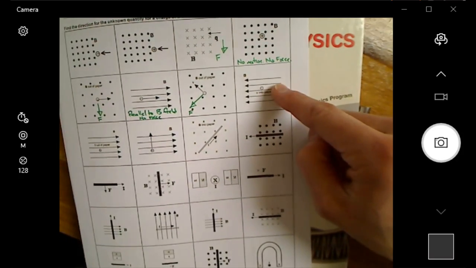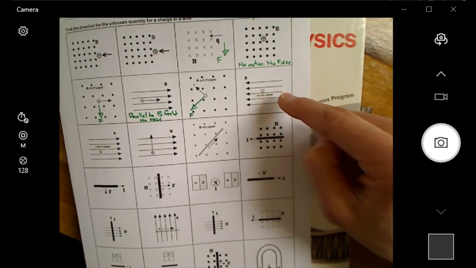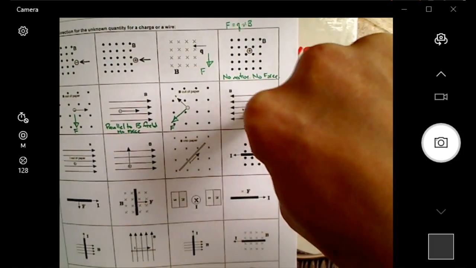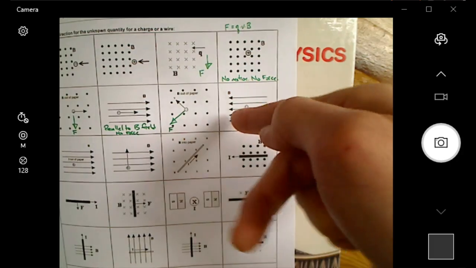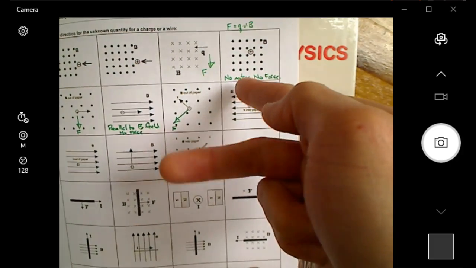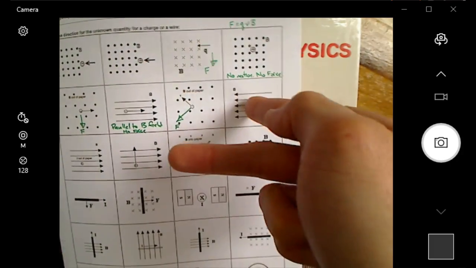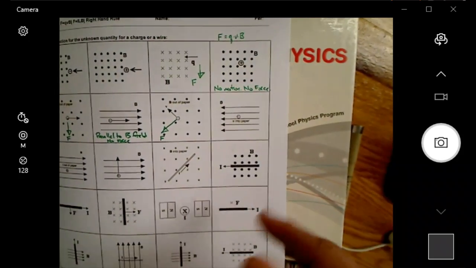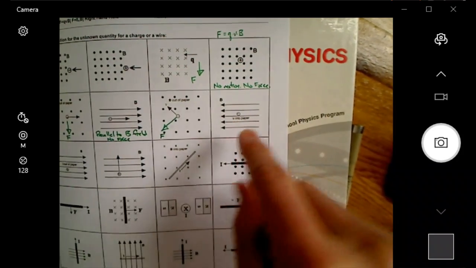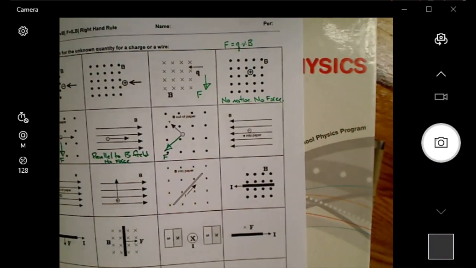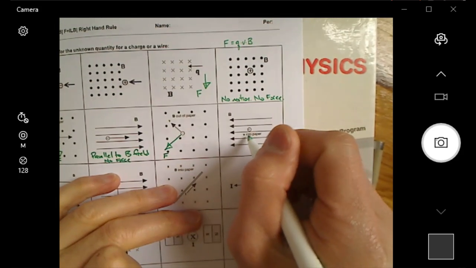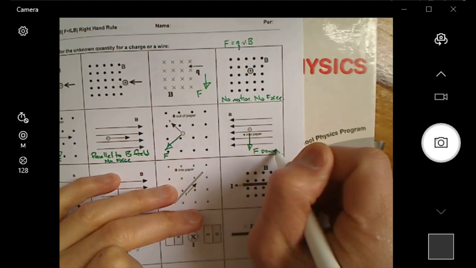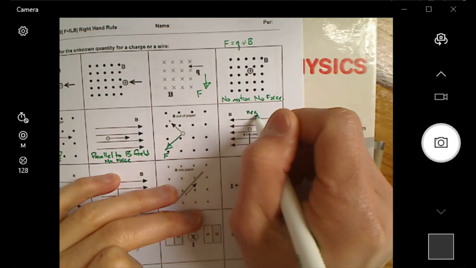The velocity of the charge is going into the paper, I'm sorry. So pointing down, and then I'm going to rotate my hand so that my middle finger, that's this one here, is going from left to right. And now my thumb is pointing up. But this is a negative charge, so instead of the force being up, the force is going to be down. Right, because it's a negative charge.